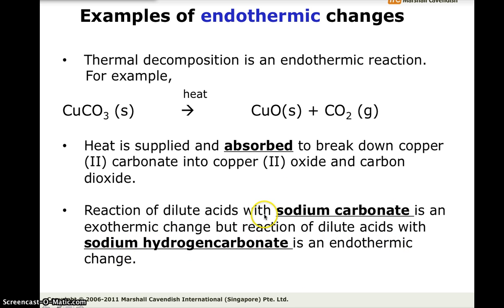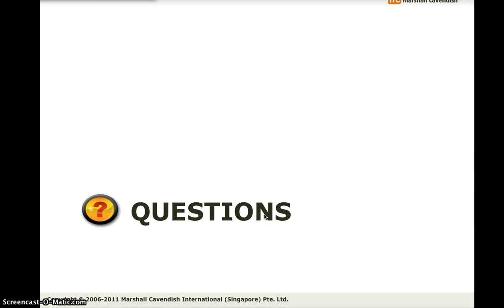For this kind, you need to look at the bond breaking and bond forming processes, and then you can predict whether it's exothermic or endothermic. But this will be covered when you advance to JC, or when you move on to poly and decide to study chemistry. But at your level, you just need to know some of the basic examples of endothermic reactions.